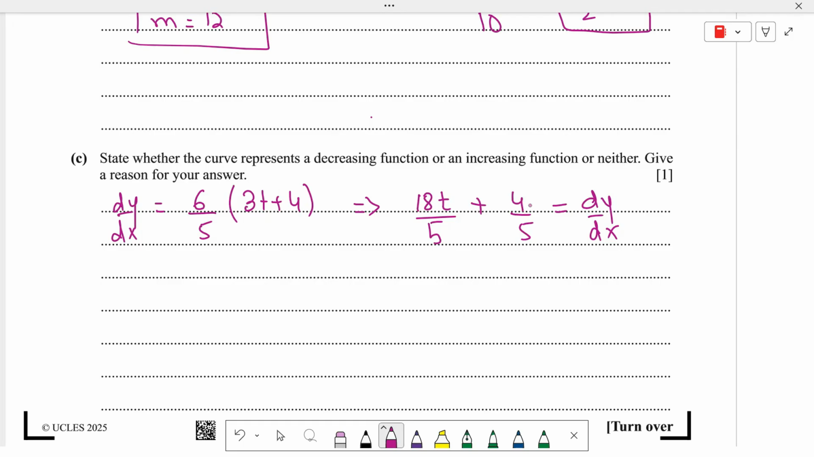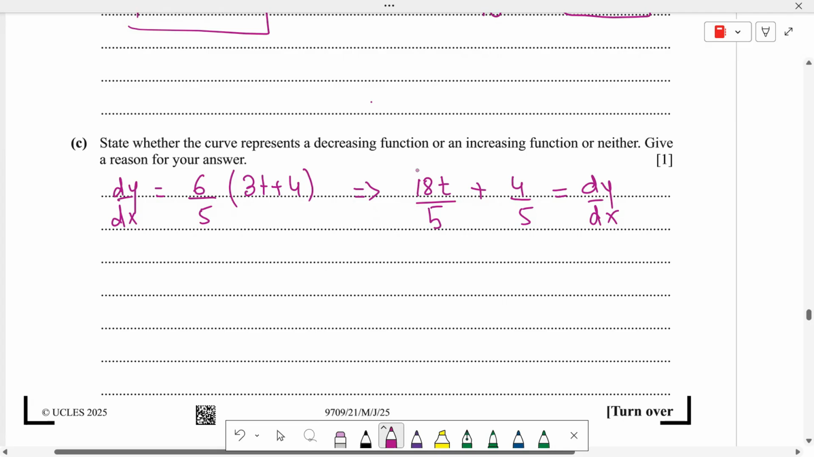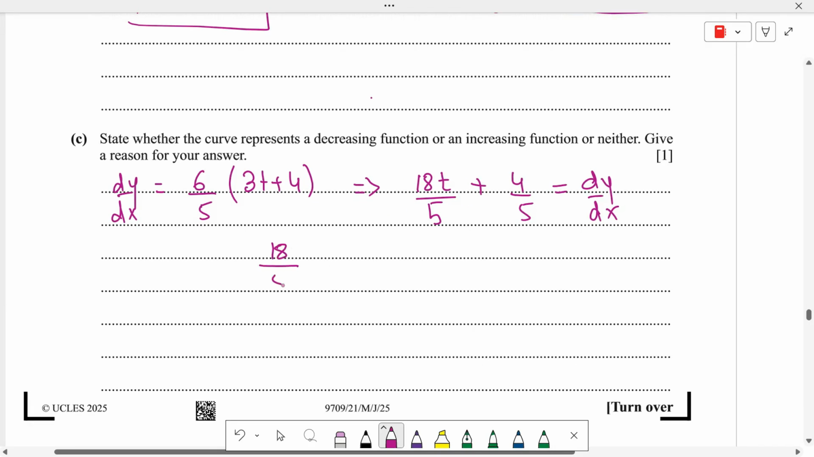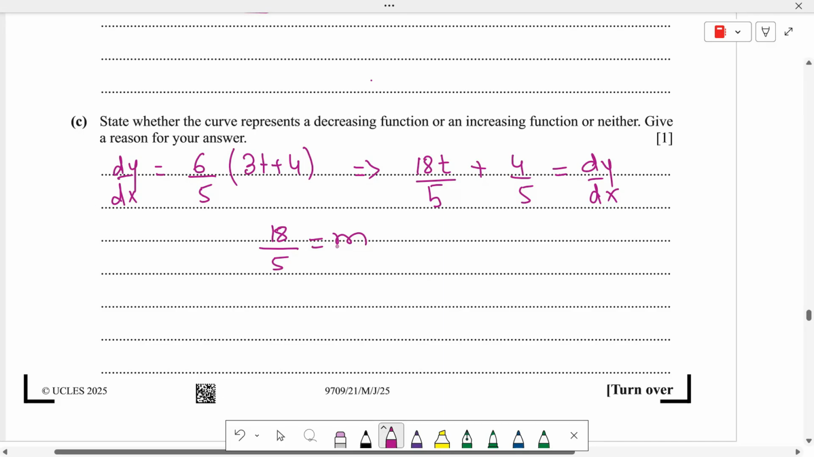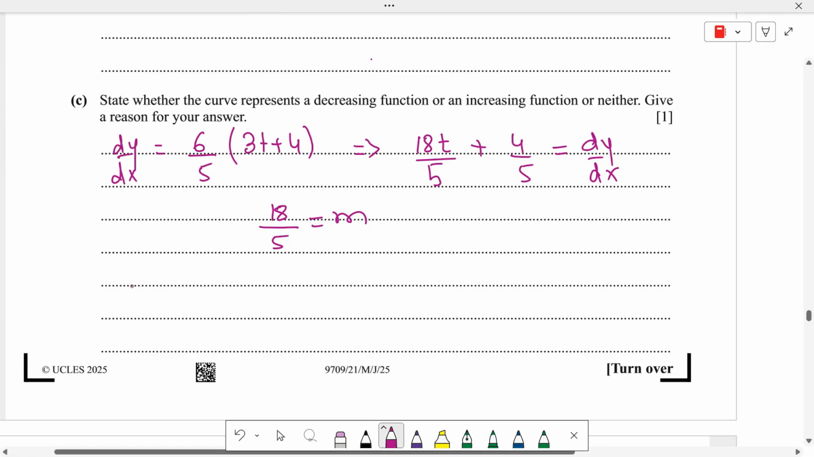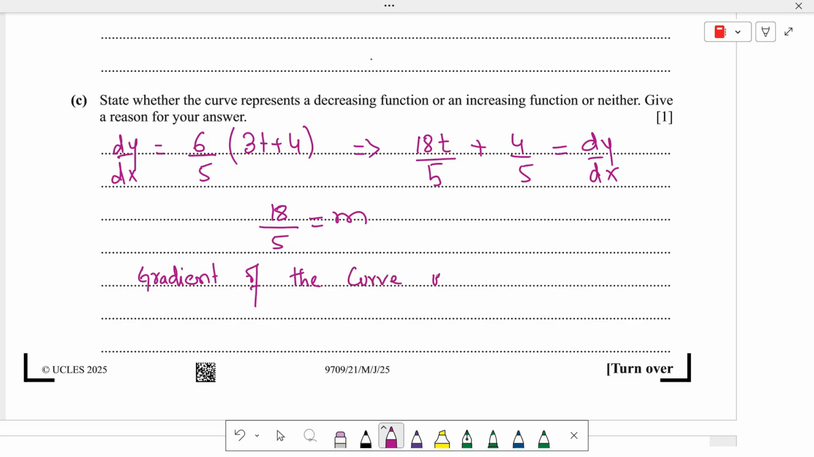When we plot this equation, it will be a straight line, and this straight line has the slope of 18 over 5. Because the slope is positive, the given curve will be an increasing function. So we can say that the gradient of the curve is a straight line which has positive slope.